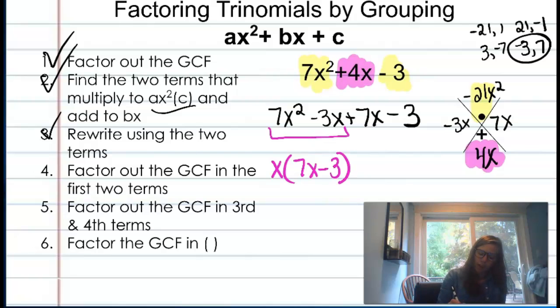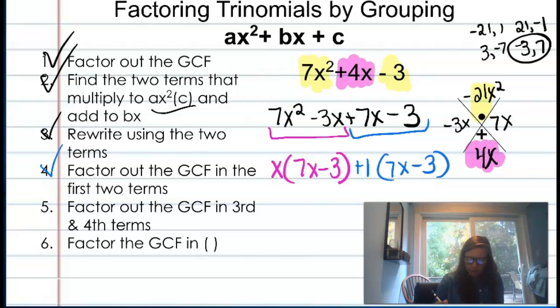Then I'm going to look at the third and the fourth term. What do both of those have in common? Nothing, so just 1. So plus 1, and then I'm left with 7x minus 3. And then we're going to pull out the greatest common factor of both of these two terms, which is 7x minus 3. So I can take that out.